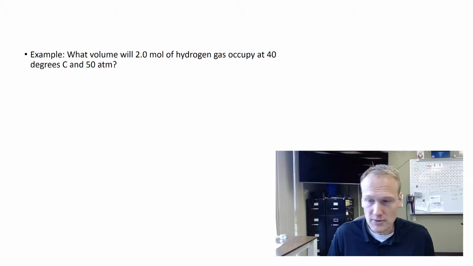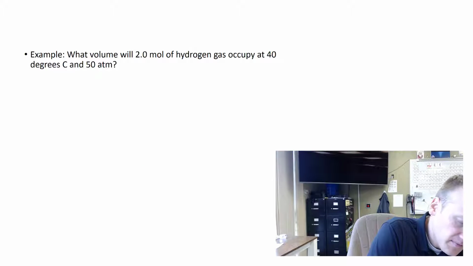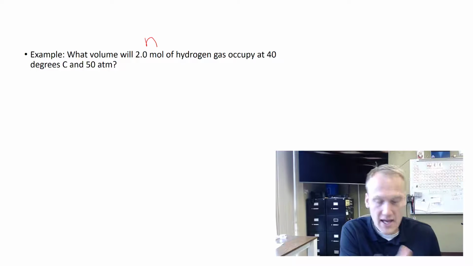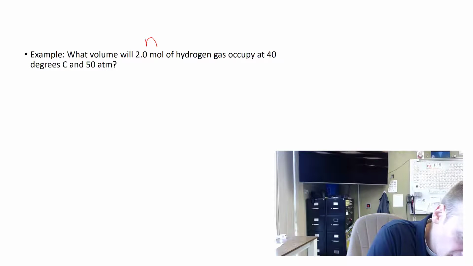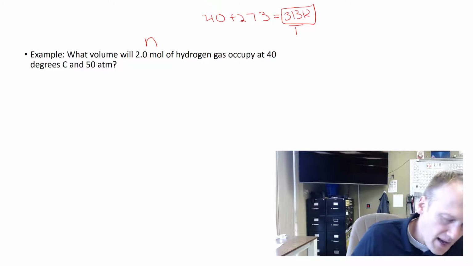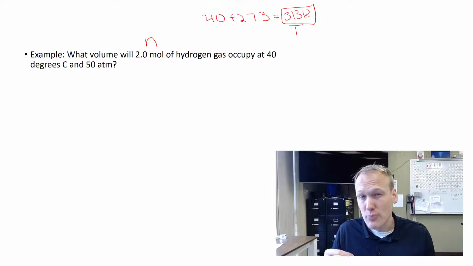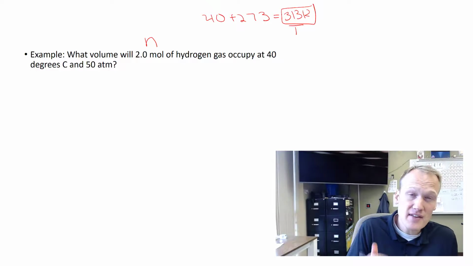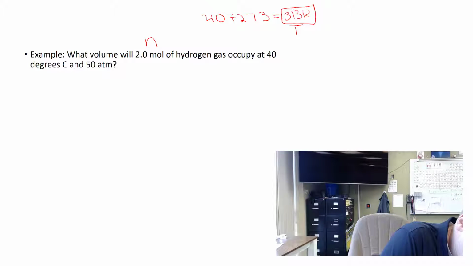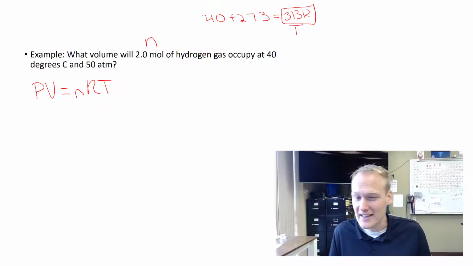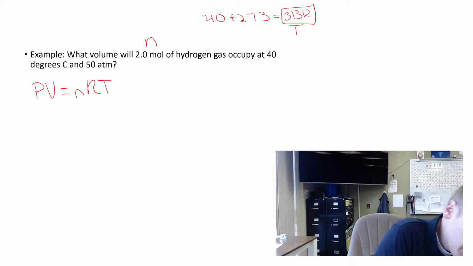All right, so let's do a problem. This says we have 2 moles of hydrogen. That variable is n, and we're at 40 degrees Celsius. We would have to convert that into Kelvin. 40 plus 273 would equal 313. And so that becomes our temperature. And then we have 50 atmospheres. The second you see that we have moles in this problem, you should be thinking PV equals nRT. A lot of times this equation is referred to as PVnRT because if you sound it out phonetically, it sounds like PVnRT.